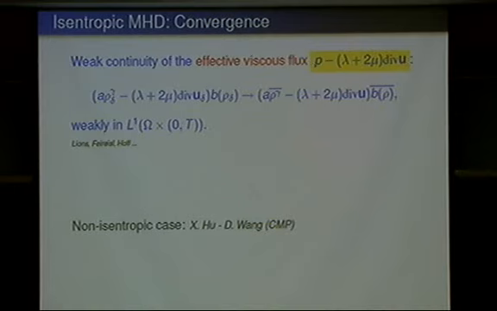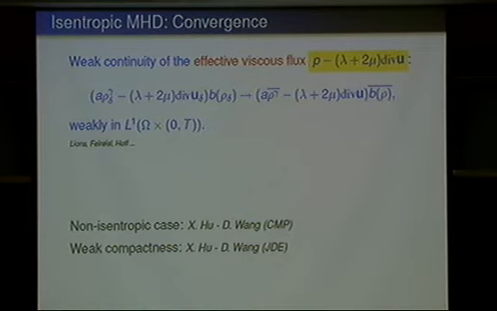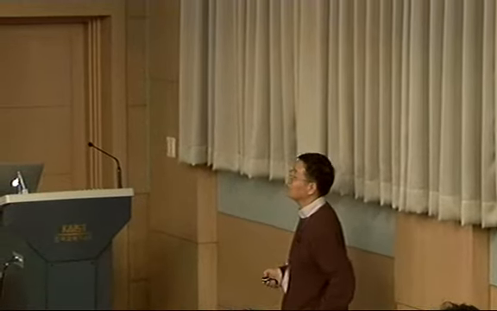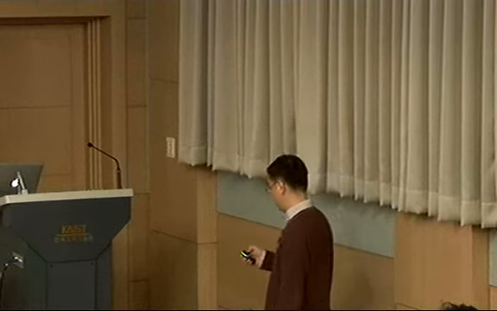And we also look at the non-isotropic case. I'm not going to talk about it here. And we also look at the weak compactness of this problem. It means you have a sequence of weak solutions, right? And can you take a limit? If the limit of the sequence of weak solutions is still a weak solution, this is called the weak compactness of this problem.